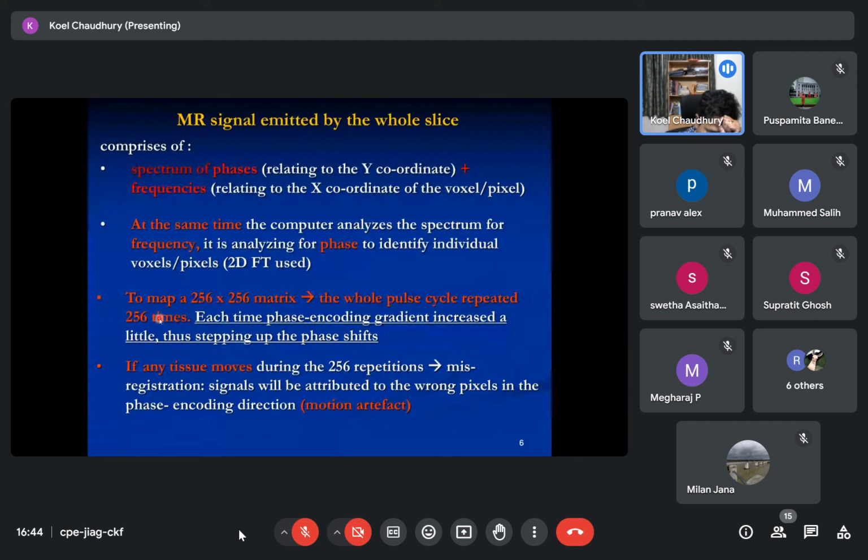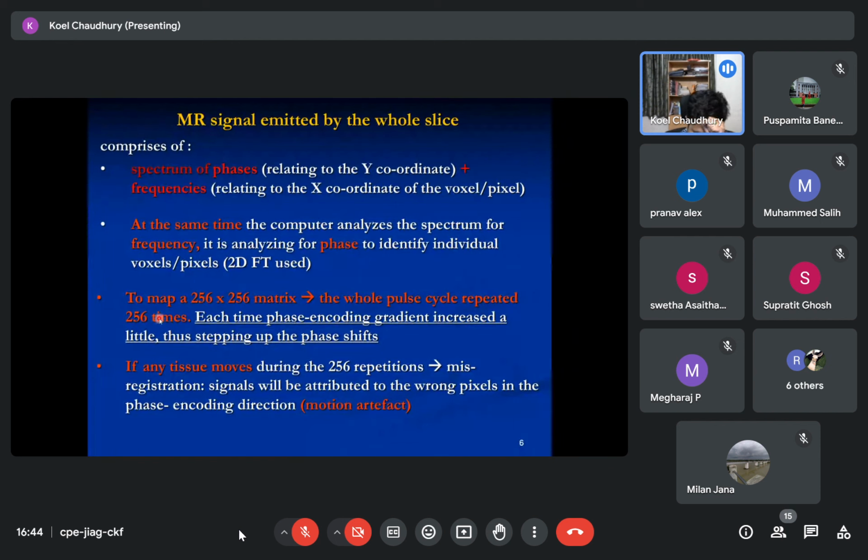A 90-degree RF pulse. Then at TE by 2, at exactly half the time to echo, we put what? A 180-degree RF pulse. At exactly TE, what do we get? We get our echo signal, time to echo.